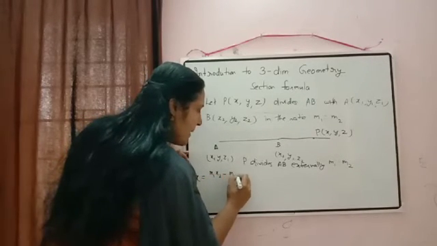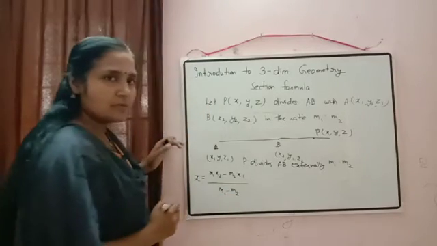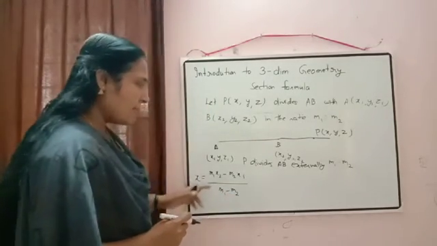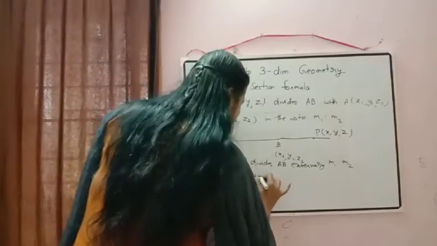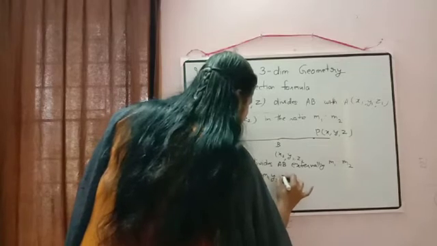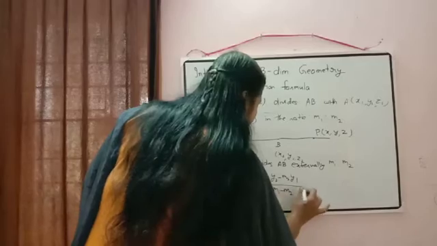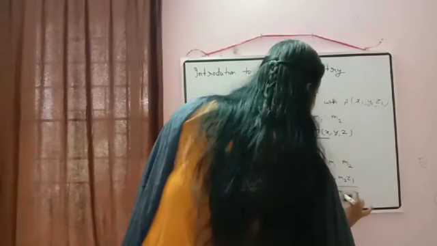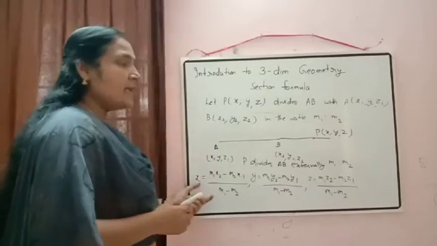X coordinate will be equal to M1 x2 minus M2 x1 by M1 minus M2. Y coordinate will be equal to M1 y2 minus M2 y1 by M1 minus M2. And Z coordinate will be equal to M1 z2 minus M2 z1 by M1 minus M2. So this one will come in case of external division.